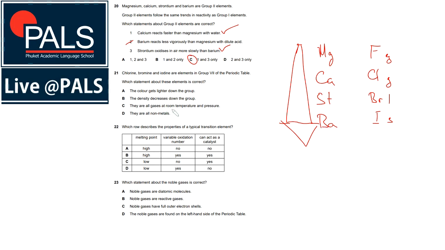They are all gases at room temperature. That is wrong. And they are all nonmetals. That is correct. Which row describes the properties of a typical transition metal?